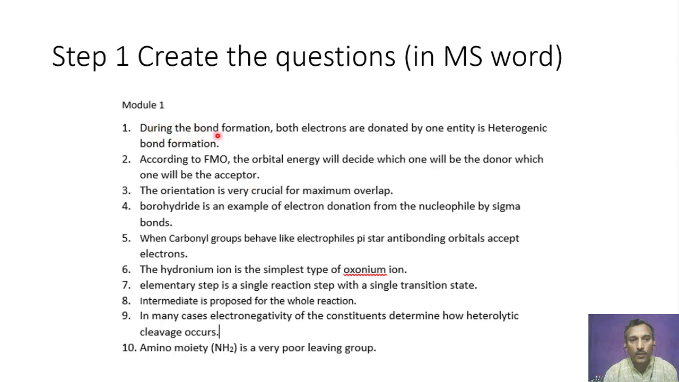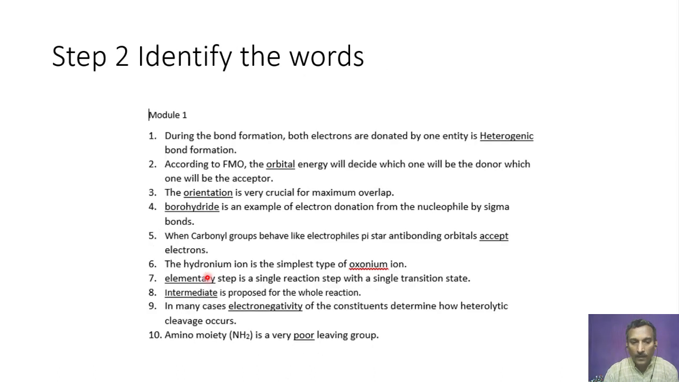The first one is: during the bond formation, both electrons are donated by one entity is heterogenic bond formation. These are some of the statements which are taken from the book, and you can also see various other statements are given. These statements are also used for creating our questions. Now, the word that will go into the crossword is underlined here.